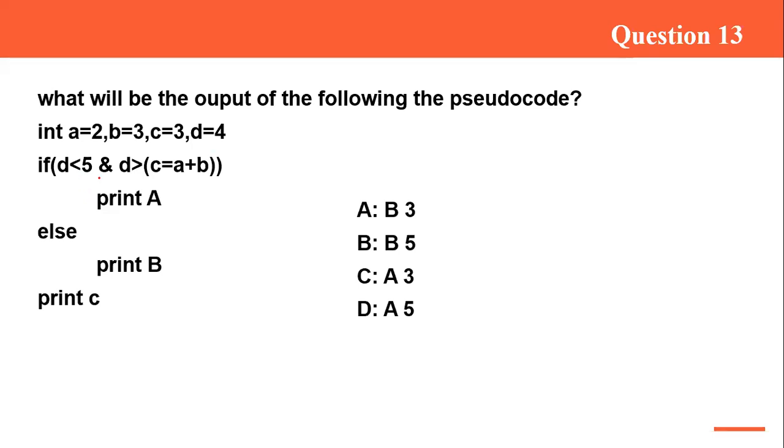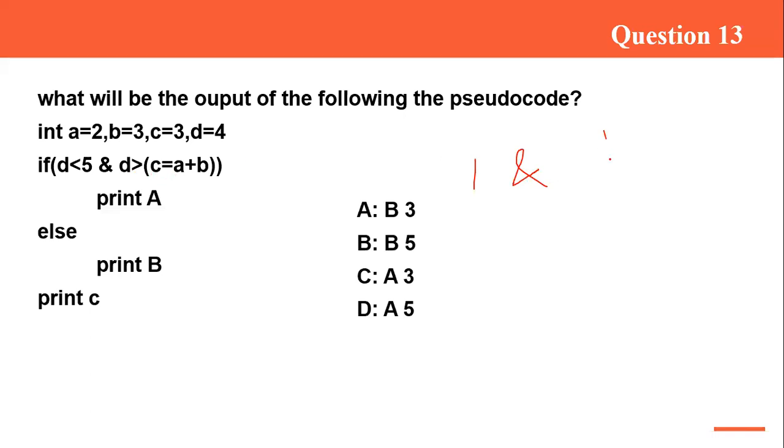D less than 5. What is D? 4. 4 less than 5. Is it true? Yes, it is true. True means we should consider 0 or 1. We'll consider it as 1. We have bitwise and, then D greater than C equal to A plus B.